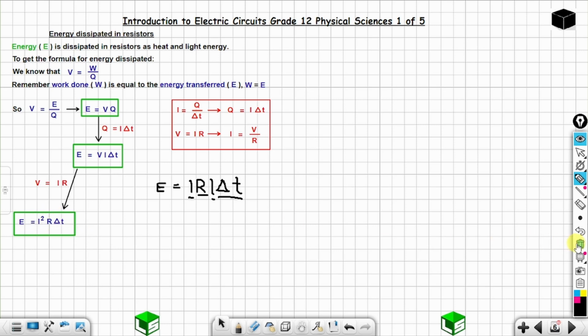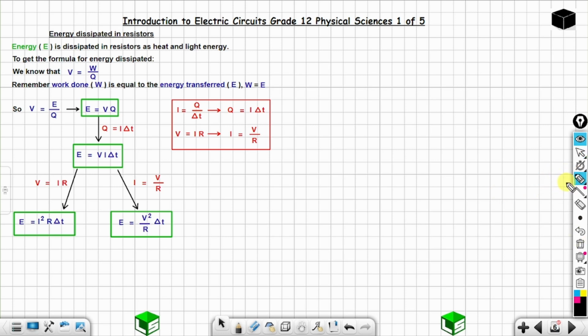Okay, let's carry on. Now, using this formula, if you can substitute this formula into this formula in the place of current, you are going to have the following formula. Energy is equal to voltage squared over resistance times change in time. So you have this formula. Okay, let me explain.